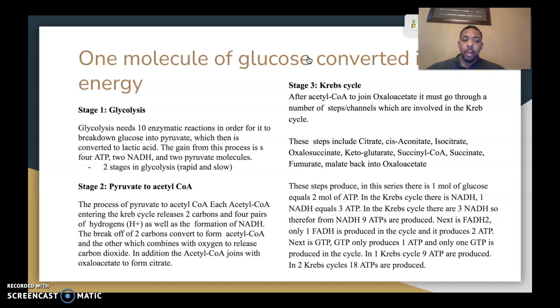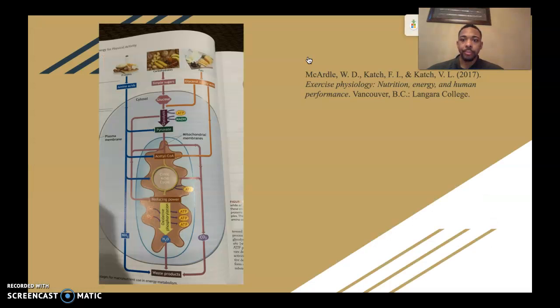In addition to that, the Krebs cycle also produces hydrogen protons, which are used as energy and broken down. And the Krebs cycle process happens within the mitochondria. So from pyruvate to the Krebs cycle, it is transferred into the mitochondria, as we'll see in our diagram.